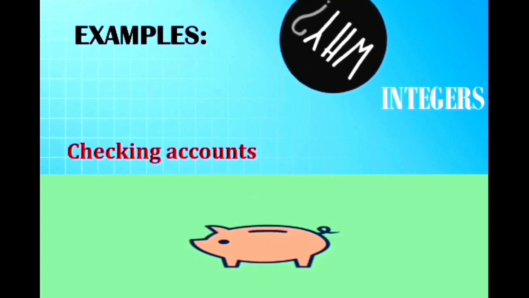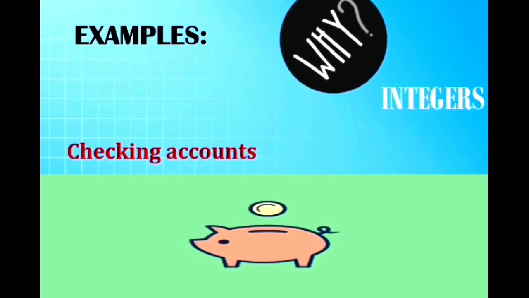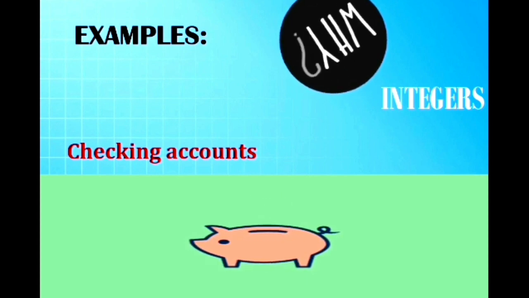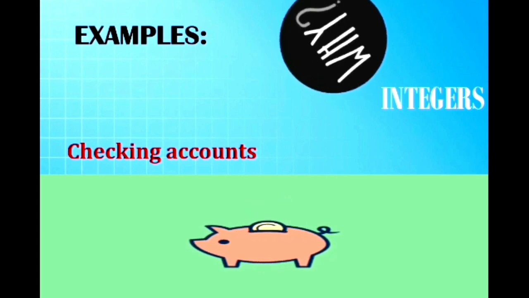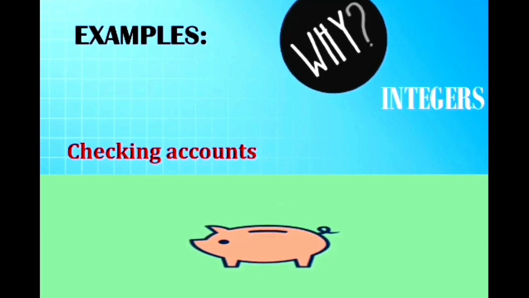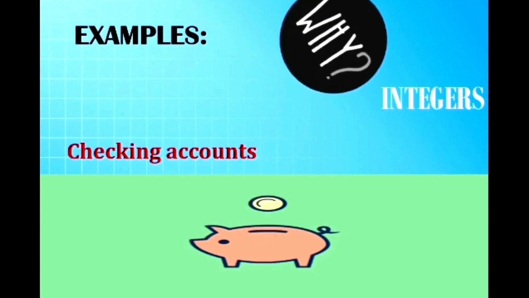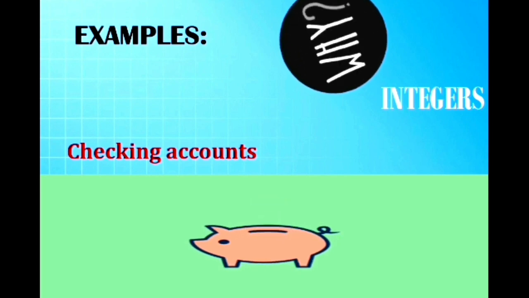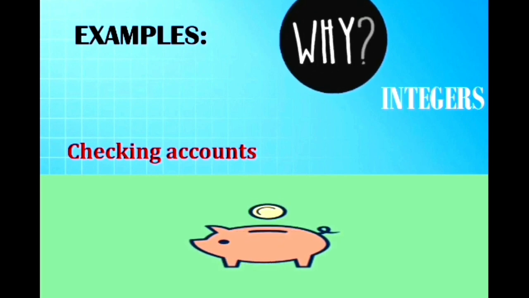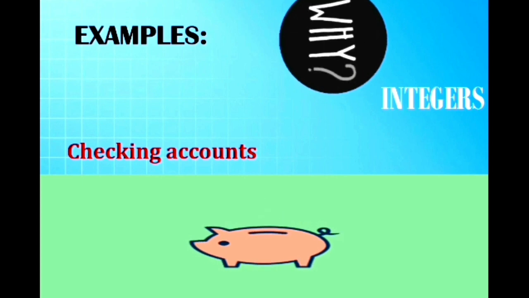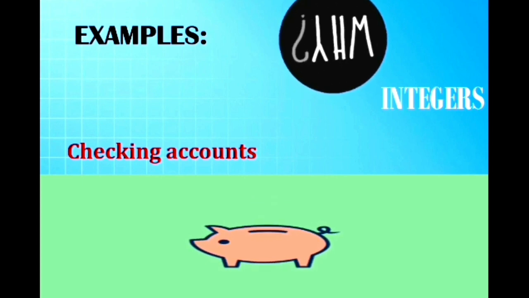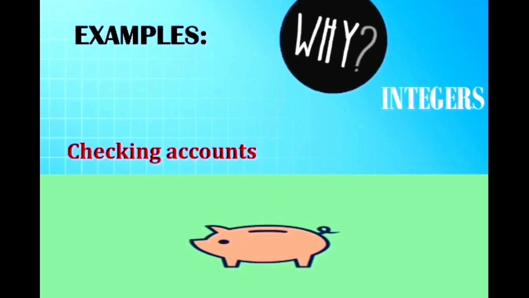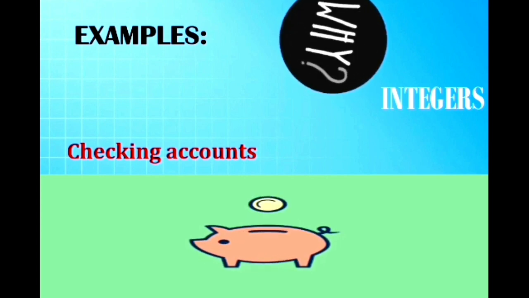Checking accounts. When you put something in your account, that is a plus. You're adding something in your account. But when you withdraw something from your account, that is minus. For example, you are depositing 100 rupees in your account, so it will be written as plus 100. If you are withdrawing 50 rupees from your account, it will be written as minus 50. So we used here integers plus 100 and minus 50.